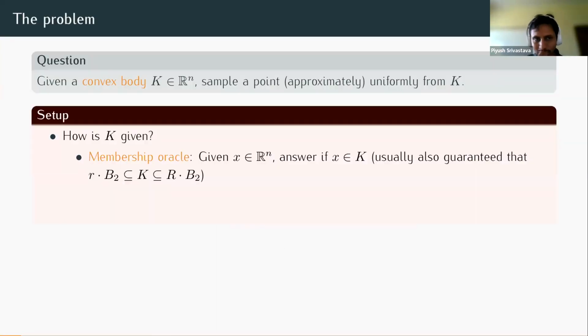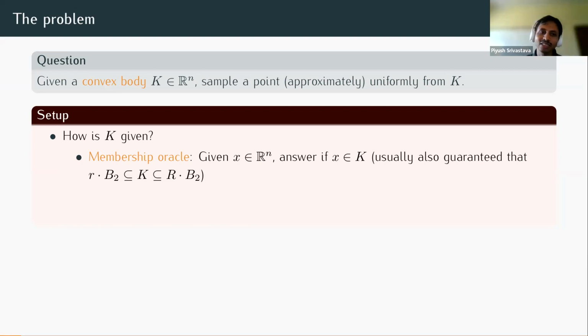About how the body is given. A natural way that the body could be given is that you have a membership oracle. So you can query the oracle with a point, a candidate point, and you ask whether it is in the body or not. And you're also told something about the body, its whereabouts. You're told that it contains some ball of radius r, and it is also contained in a ball of radius big R.